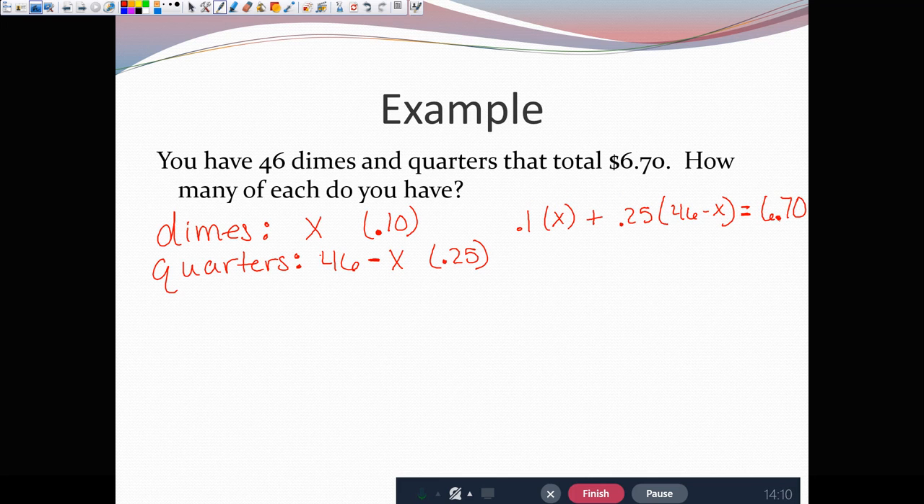I know. Don't worry. We're doing a second day on this lesson, so it's going to be all right. All right. So I'm going to multiply 0.1 times x, and that will be 0.1x. Now I need to distribute my 0.25.